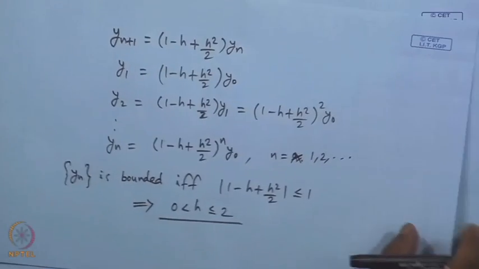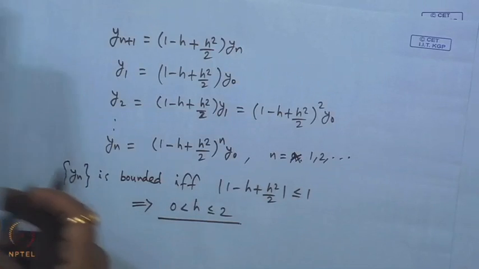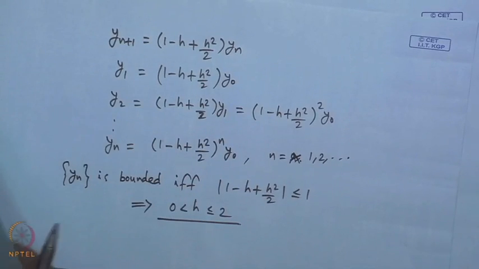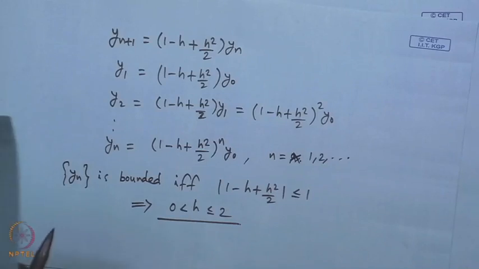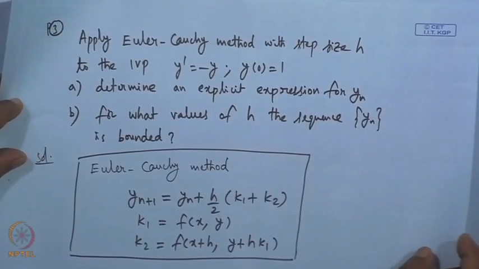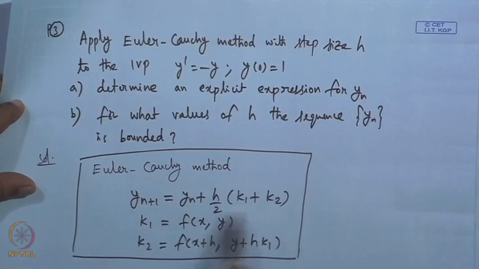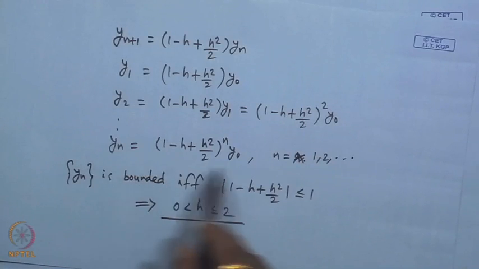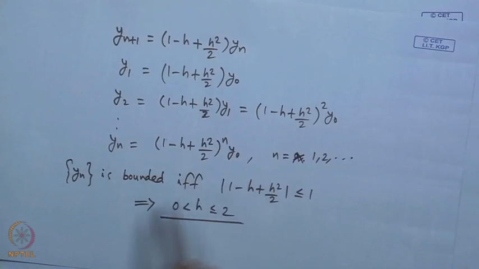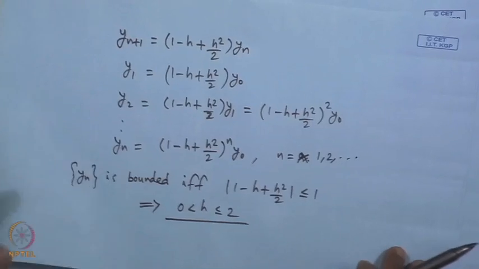So, such methods will give an idea how to compute the boundedness of the solution and the range on the step size. We have simply applied this method and determined the solution y n explicitly, and then put the condition for boundedness. So, let us move further.